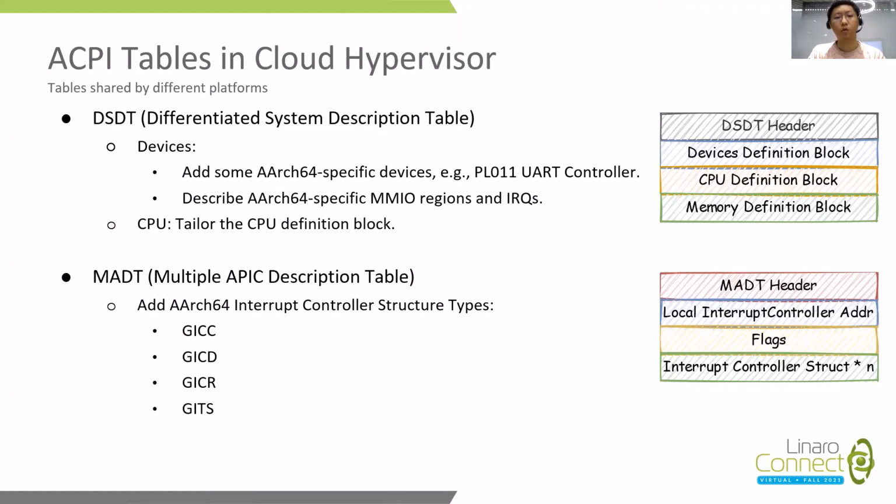On ARM64, what we added to this table is some ARM-specific devices such as PL011. Also, we tailored some methods in the CPU definition block due to limitations on ARM. The MADT table basically describes the interrupt controller. On ARM64, we added the AArch64 GIC structures, including GIC distributor, redistributor, CPU interface, and ITS.